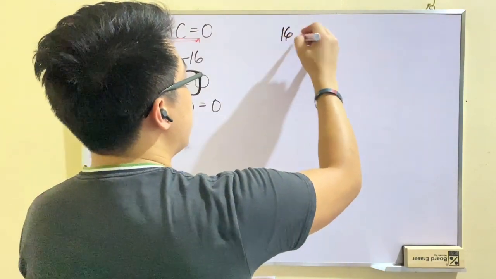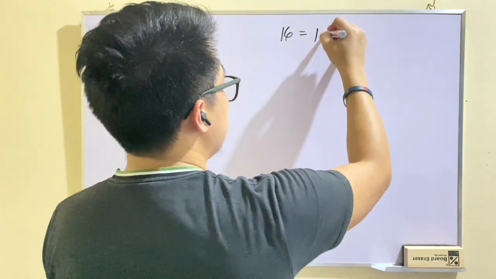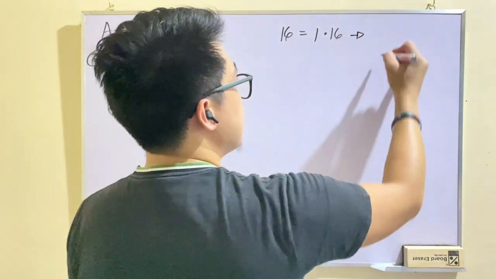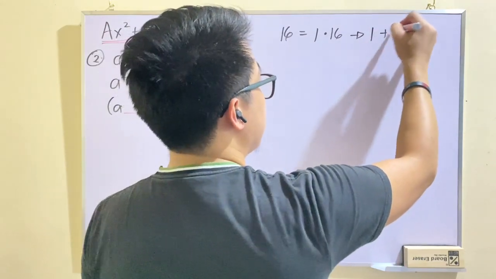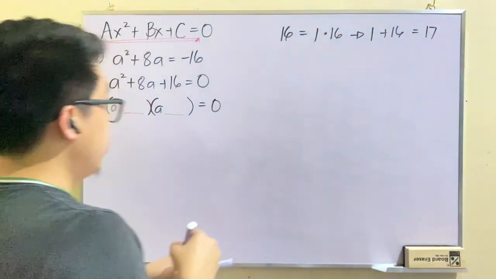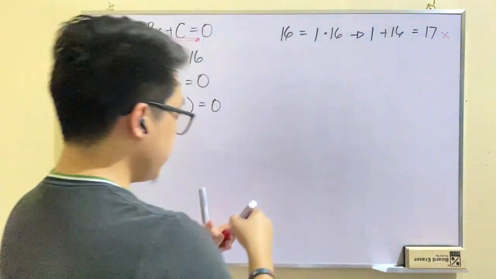So, ano ba ang factor ni 16? So, pwedeng 1 times 16, which is equal to 16. Kapag pinag-plus natin, or pinag-add, 1 plus 16 is equal to 17. So, hindi siya yung hinahanap natin. So, hindi siya pwedeng gamitin.